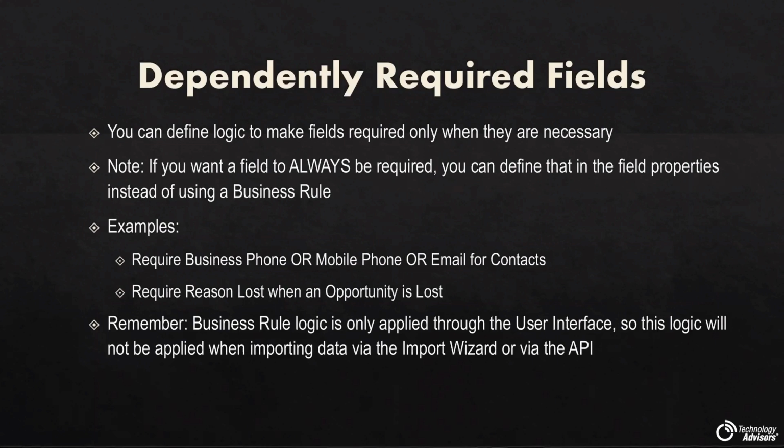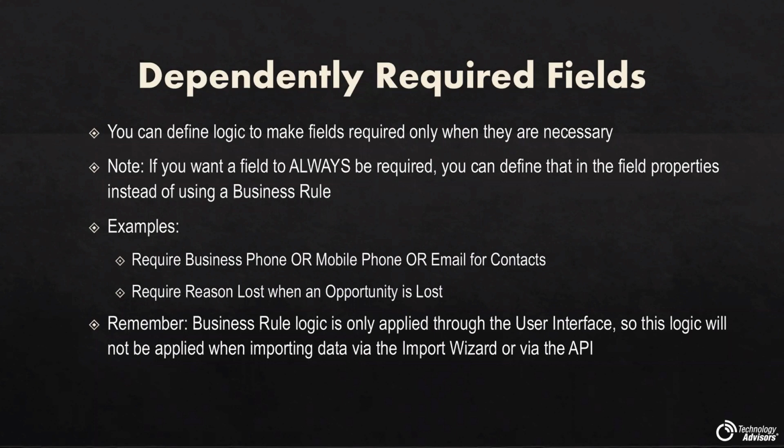All right, so we are going to move on to the next category of business rule, which is dependently required fields. This is when you want to define some logic so that fields are required some of the time, but not all of the time. If you want a field to be always required, you would define that in the field properties instead of using a business rule. So that's obviously simpler.